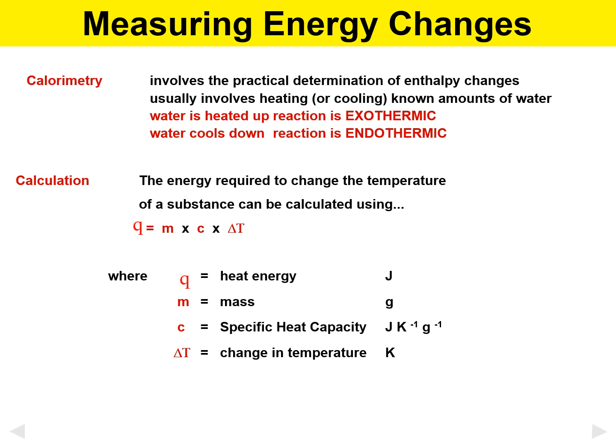Mass is for the mass of liquid that is going to be heated, so it is in grams. We're going to use a value for our specific heat capacity as 4.2, and the units are joules per Kelvin per gram. And we're going to measure our temperature change in Kelvin.